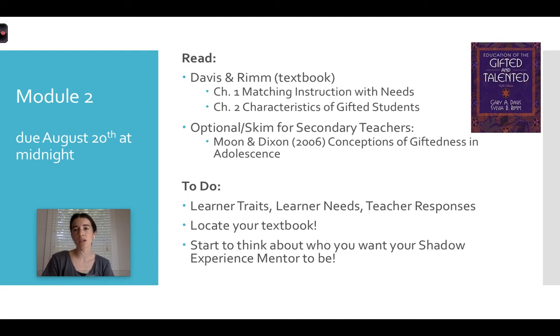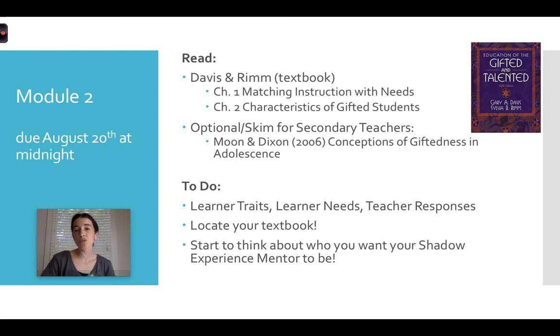The Davis and Rim textbook is great, but it doesn't particularly hone in on some of the differences. It kind of just lumps gifted kids in general into one category sometimes, it feels like when you read it. So I do want to make sure that we start to distinguish. Kids are different when they're in elementary school versus when they're in middle school or high school.